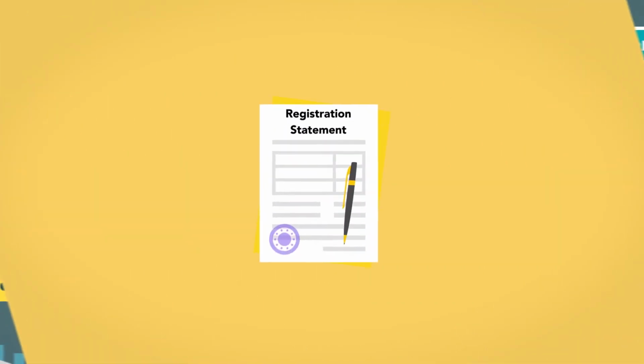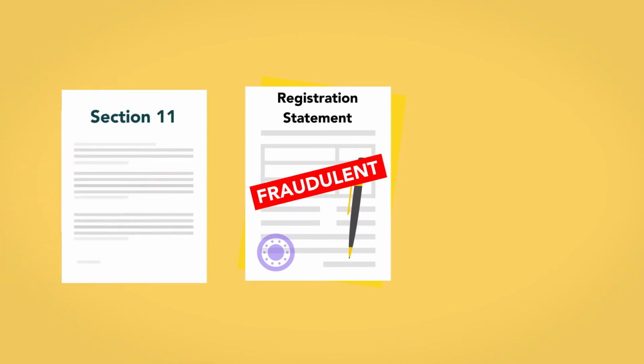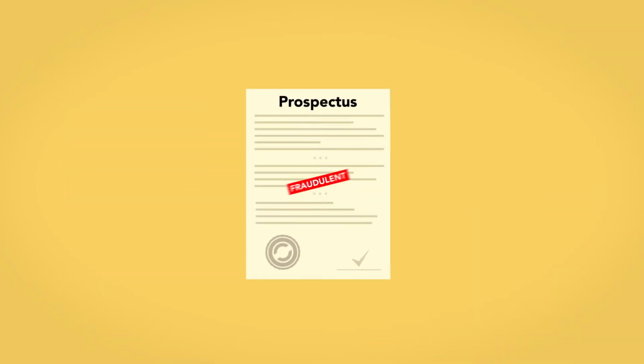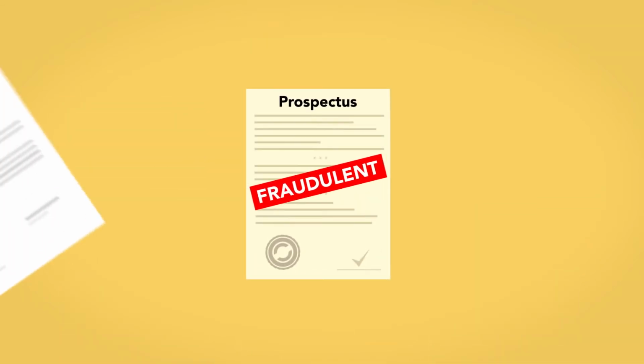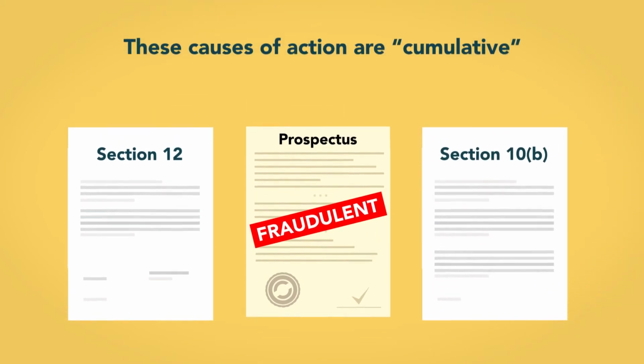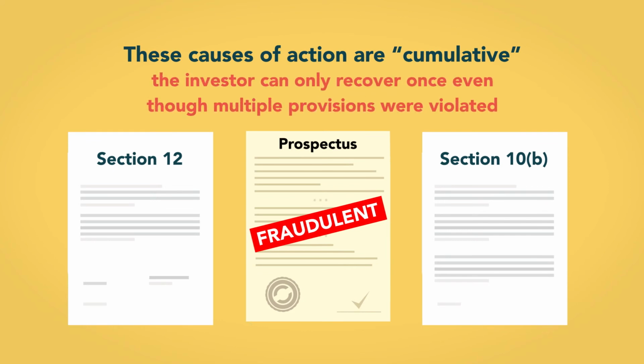If a fraudulent statement is made in a registration statement, the investor may pursue claims under both Section 11 and Section 10b. Likewise, if a fraudulent statement is made in a prospectus, the investor may pursue claims under both Section 12 and Section 10b. In other words, these causes of action are cumulative. That said, the investor can only recover once, even though multiple provisions were violated.